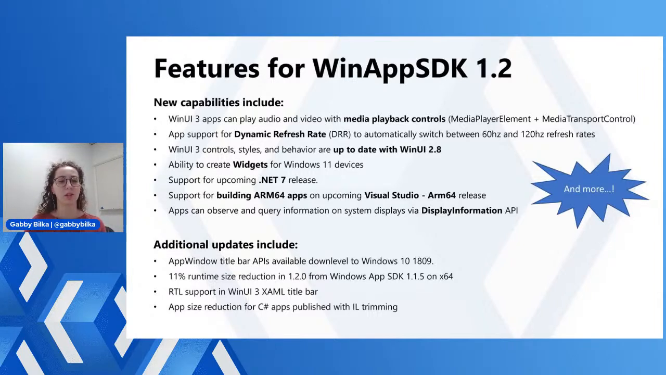There are additional updates, which include app window title bar, down level to Win 10 1809, an 11% runtime size reduction in 1.2 from WinAppSDK 1.1 on x64. So that makes your app smaller if running self-contained and generally makes things more performant. As well as RTL support in the WinUI 3 title bar. And as mentioned in the previous demo, app size reduction for C# apps published with IL trimming. And there'll be more, as you've been seeing in our release notes. So our full release notes will contain all of the changes that have occurred in WinAppSDK 1.2. So looking forward to that.